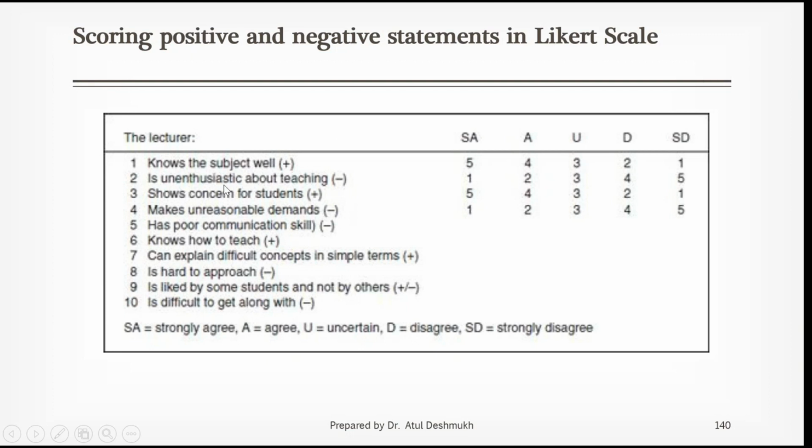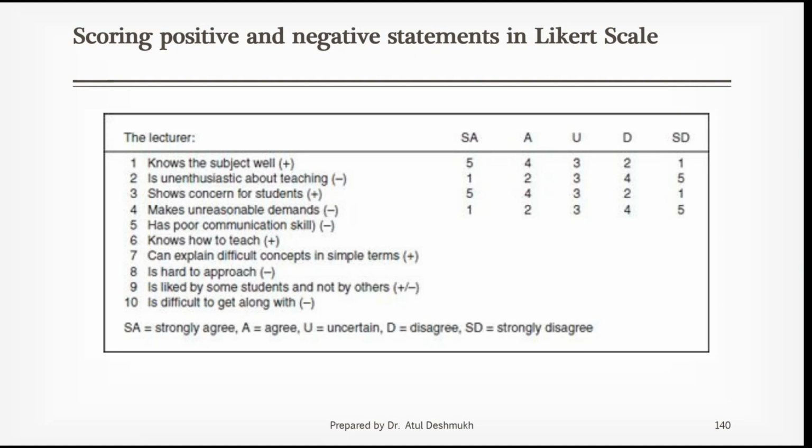But in case of a negative statement, the second statement is a negative statement. That is, unenthusiastic about teaching. For this kind of statement, the most negative attitude will get the highest mark. It means strongly disagree is the most negative attitude here. So since it is a negative statement, strongly disagree will get the highest mark. In the 5-point scale, the 5 marks are given to strongly disagree. And the most favorable or most positive attitude, that is strongly agree, will get the lowest mark, that is 1, because it's a negative statement.